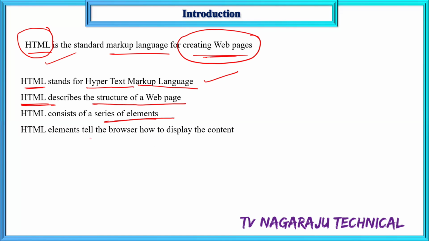So see, the elements tell the browser how to display the content, at which position you want to display it, and which type of information. The main thing: HTML is for creating web pages. In later sessions we will discuss how to create a web page, and we will create one website also. That is the end of this part on HTML.